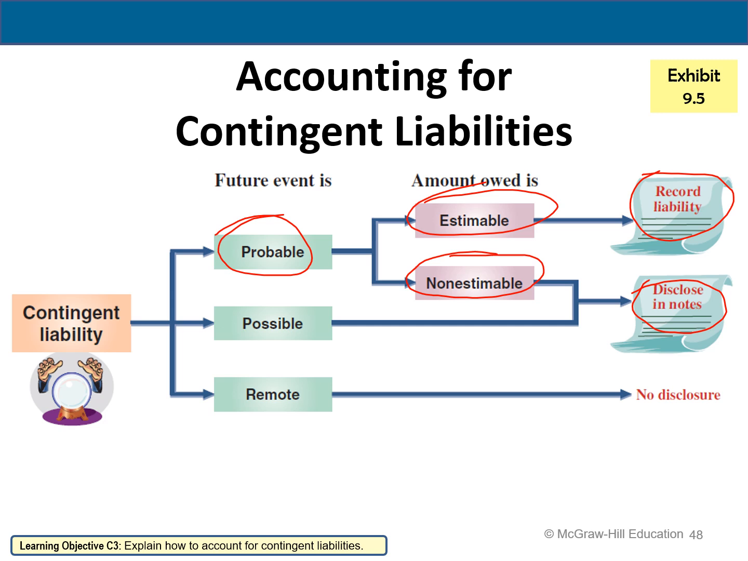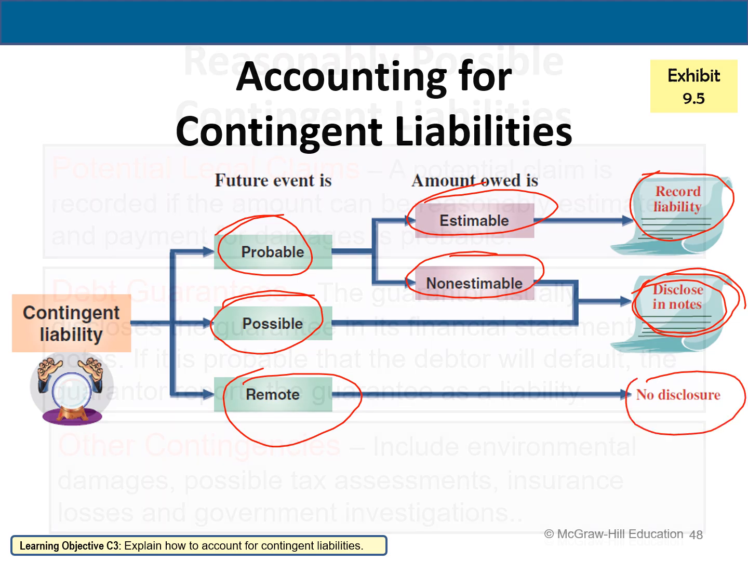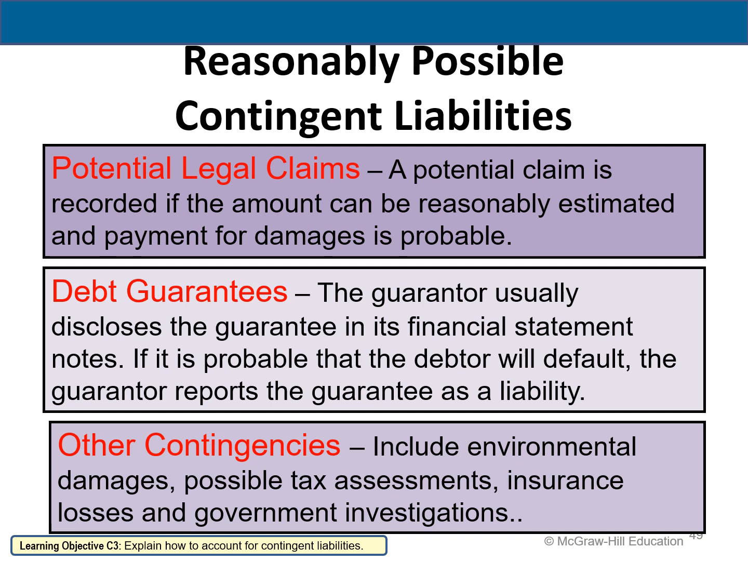All right. If it's possible, you disclose it in the notes. If it's remote, no disclosure. Okay. So, if the future event is reasonably possible, could occur, we disclose this information in the notes to the financial statements.